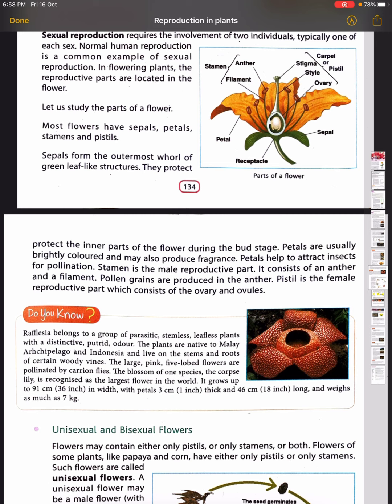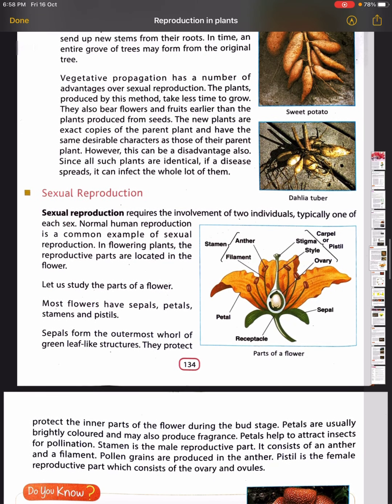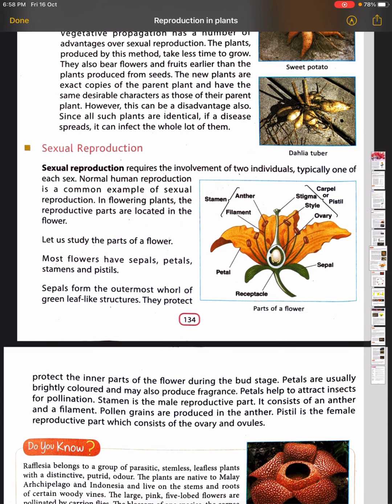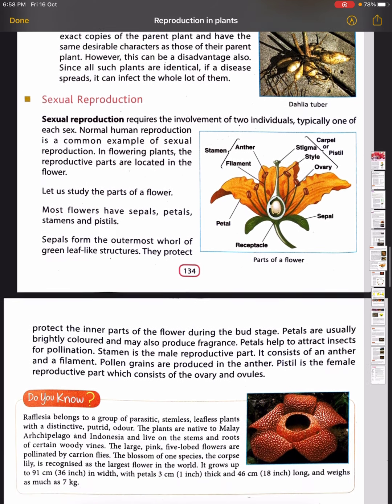A stamen is the male reproductive part. It consists of an anther and a filament. Pollen grains are produced in the anther. The pistil is the female reproductive part, which consists of the ovary and ovules. You can see in this picture the parts of a flower.